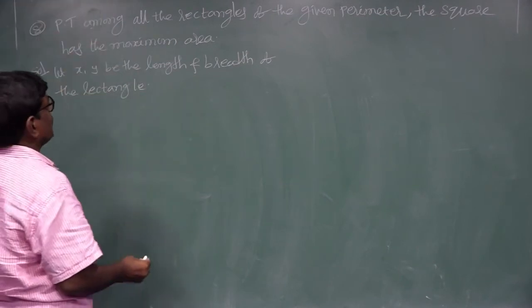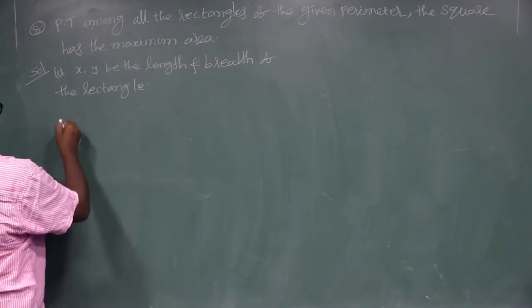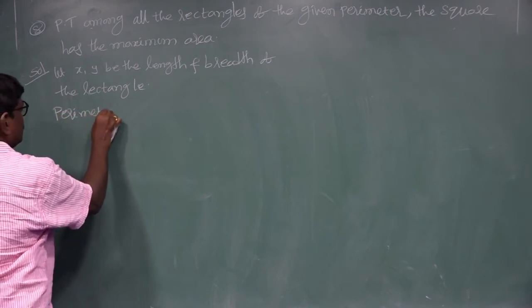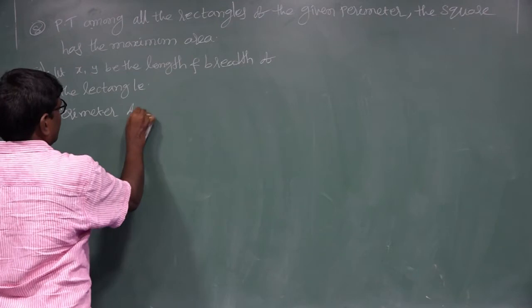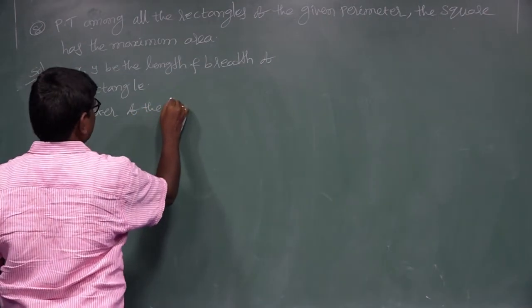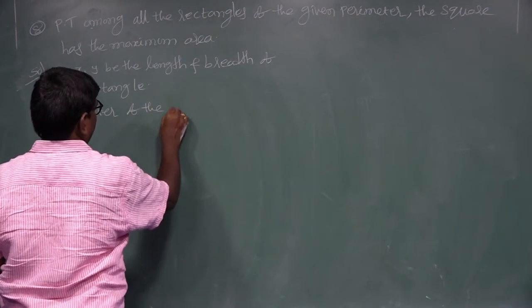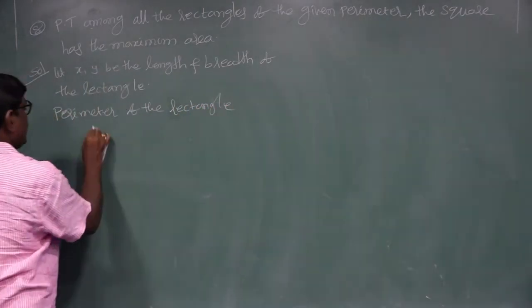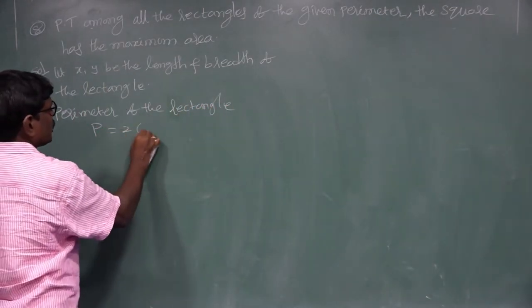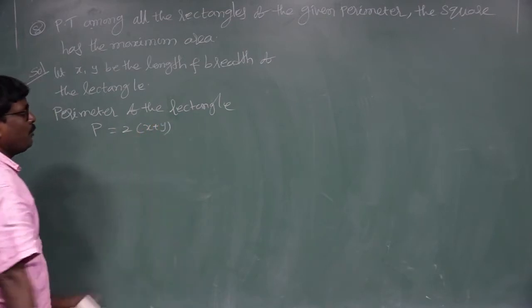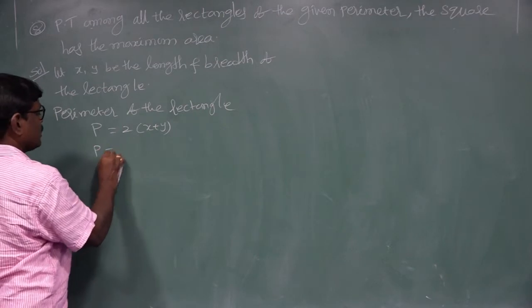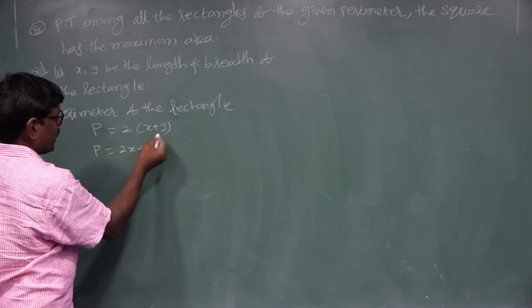Next, perimeter. The perimeter of the rectangle P is equal to 2 into (x plus y). Perimeter of rectangle formula: 2 into (x plus y). P is equal to 2x plus 2y.